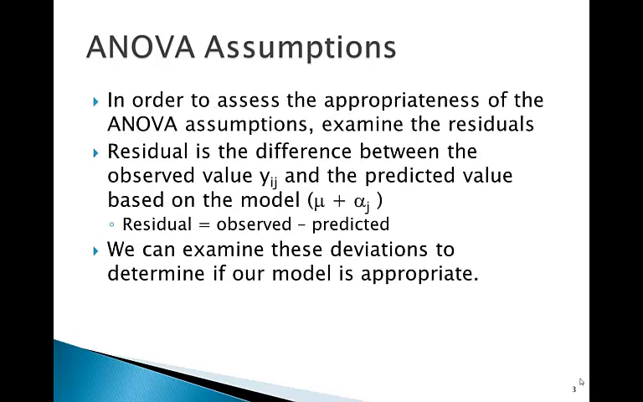In order to assess the assumptions, we examine what are called the residuals. The residual is the difference between the observed value and the predicted value based on the model. In the last section, we talked about how the model was made up of an overall mean and a group effect, the mu and the alpha. So the residual is that individual difference from this model predicted value. It's that E term. This is how we'll assess the assumptions.